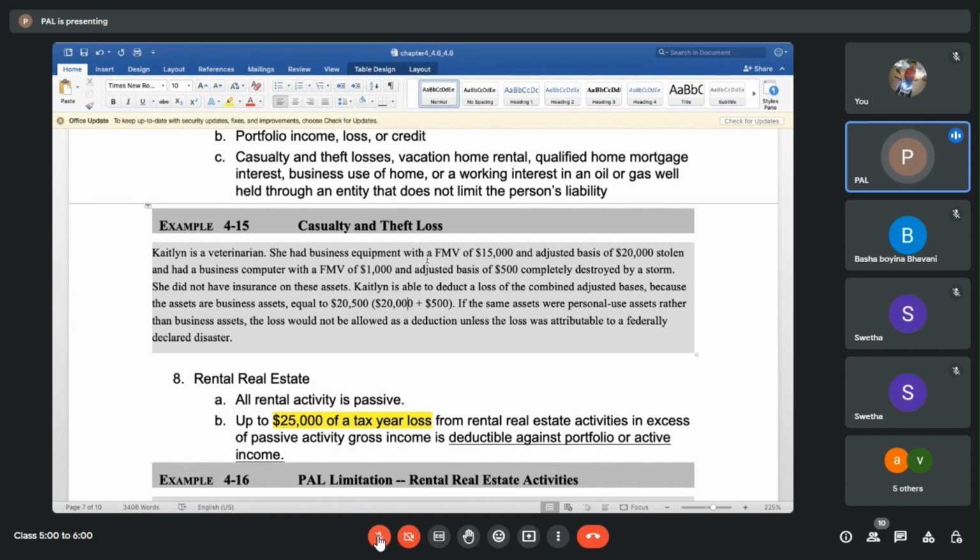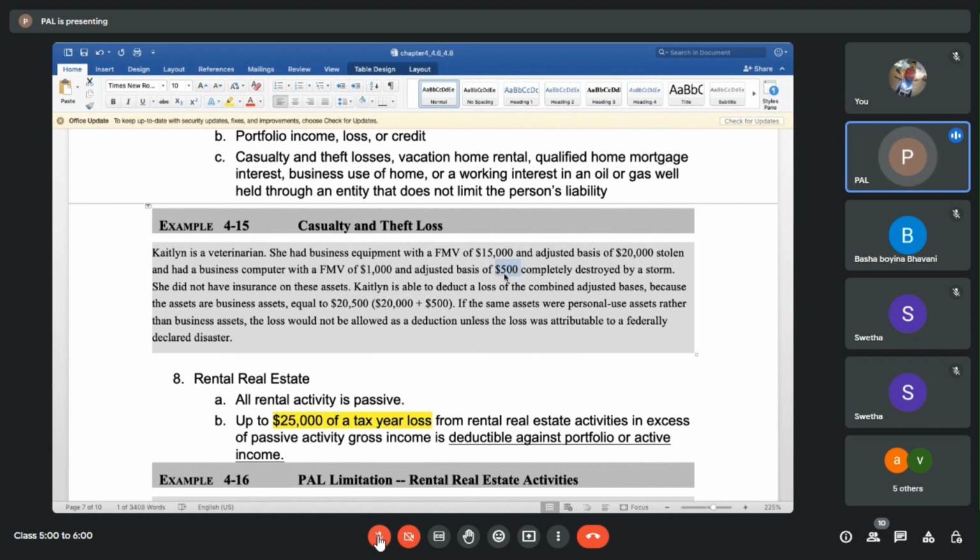So what they're trying to say is that her business equipment got destroyed by a storm, right? So she's running a business. She's a vet. Her business equipment got destroyed. Maybe a tree fell on her office or something like that. And in her books, the basis of her business equipment was $20,000. The fair market value was probably a lower amount. And then there is another computer where the fair market value is higher and the basis is low, probably because more depreciation has been taken. So that becomes the basis.